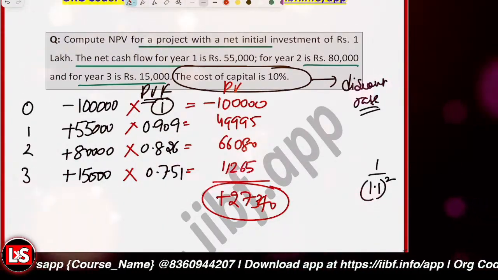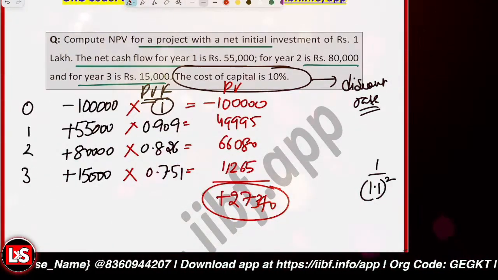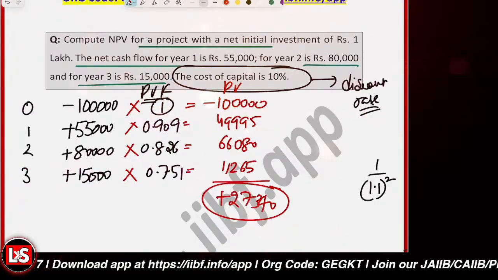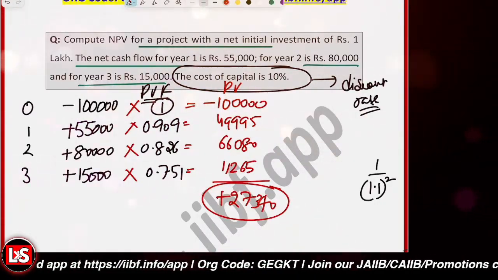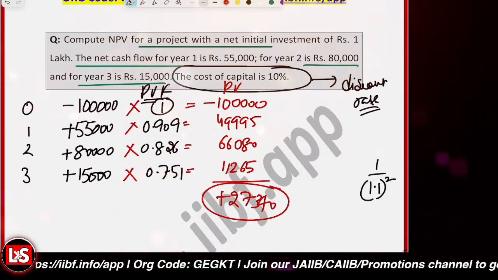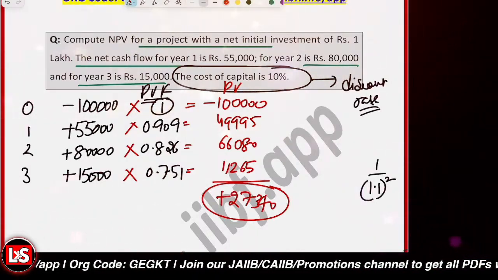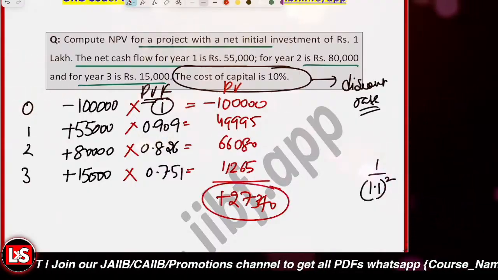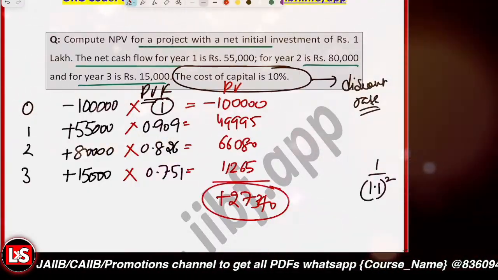What should be the decision? Definitely NPV is greater than 0. We should be accepting the project. We are to accept the project, right? Clear so far? The next approach is also very much important.